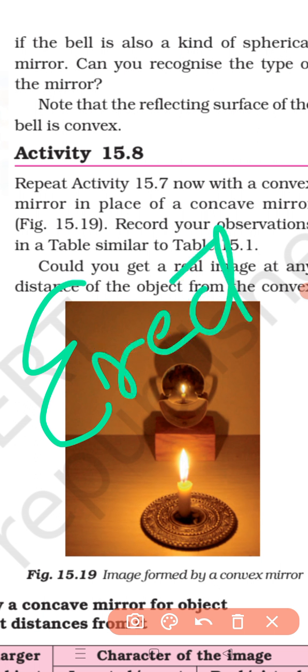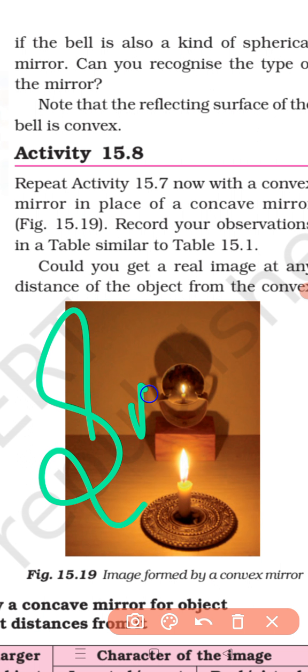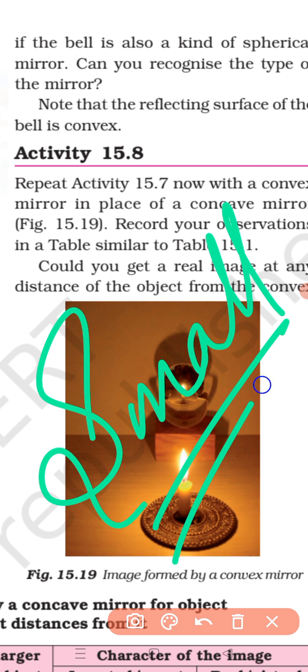Whether you place the object close to the mirror or far from the mirror, you will get only an erect image. Also, you will get a smaller image, smaller than the object. The size of the image is always smaller than the object. Whether you place the object too close to the mirror or far apart from the mirror, you will get a virtual image, an erect image, and smaller than the object.